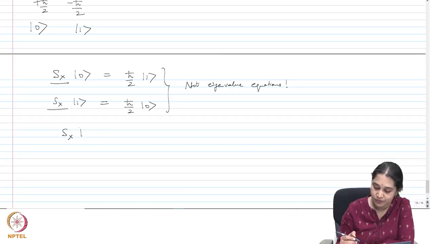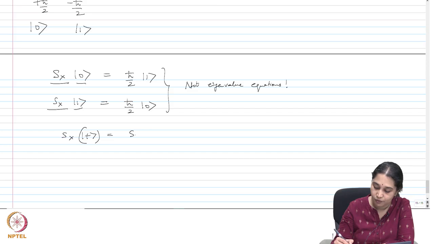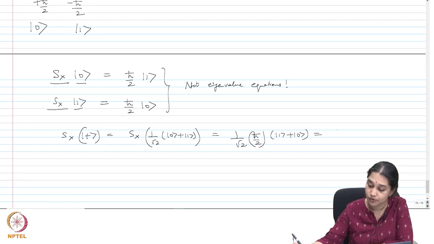So I suppose from these two equations it is sort of clear that if I make a superposition of 0 and 1, then maybe that state will be left invariant by Sx. So let us say what is Sx acting on ket plus? Of course ket plus is of the form 1 by root 2, 0 plus 1, and then you see that this gives us 1 by root 2, h bar by 2, 1 plus 0, but 0 plus 1 and 1 plus 0 are the same. So this essentially gives us h bar by 2 ket plus.